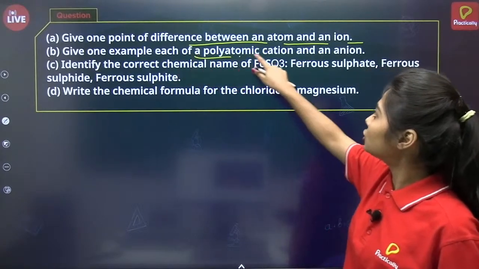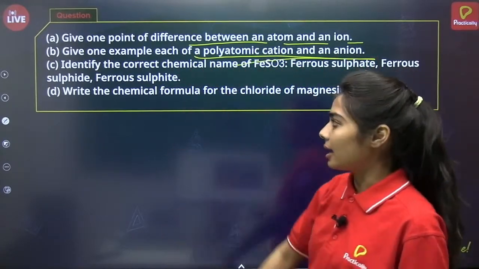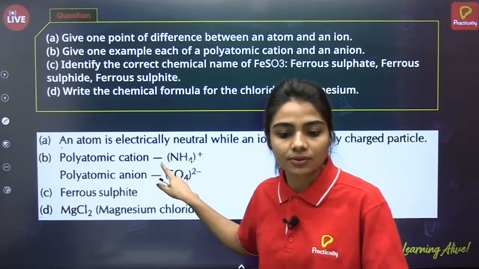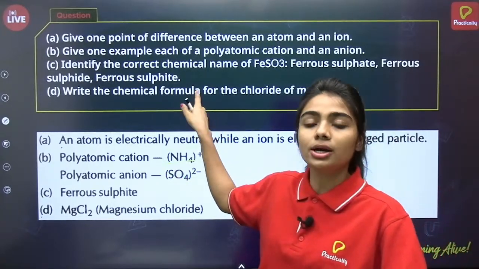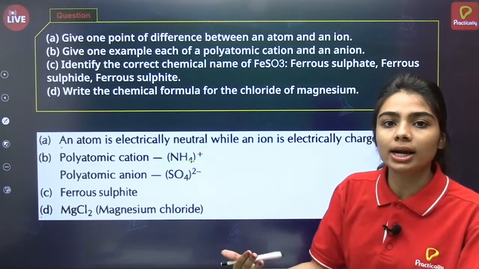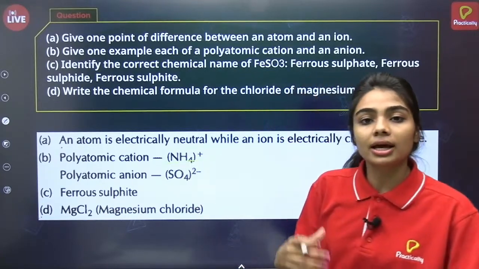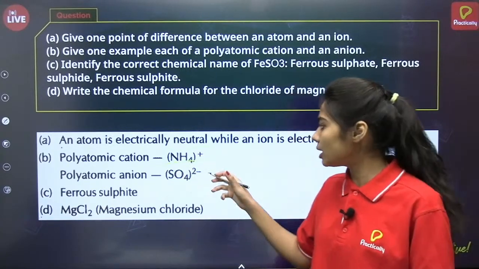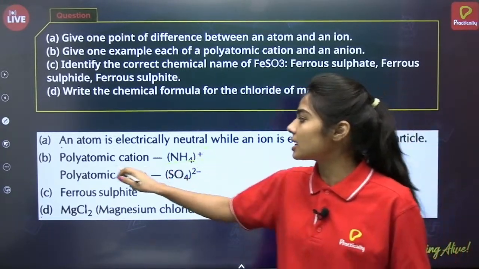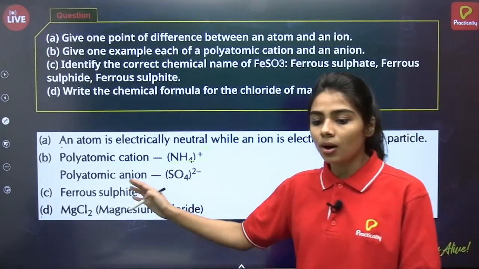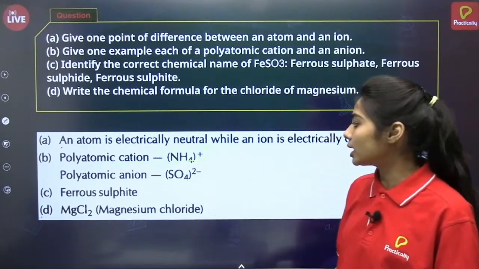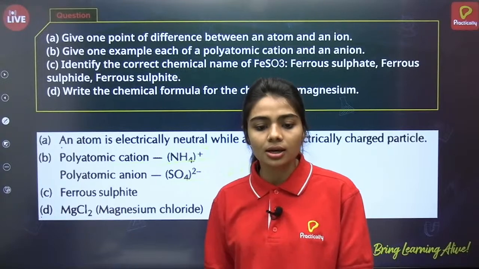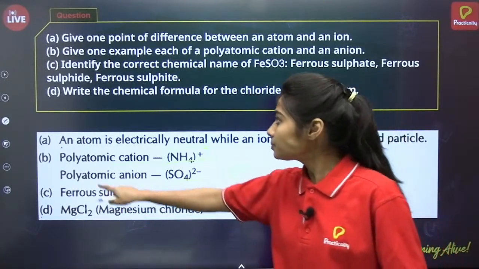Give one example each of a polyatomic cation and anion. Here, NH4 positive. Polyatomic means more than one atom. Here there are 5 atoms, nitrogen 1 having 4 hydrogen atoms, with a positive charge, so it is a polyatomic cation. A polyatomic anion is like SO4 negative or OH negative. These are all polyatomic ions. You should remember all these.